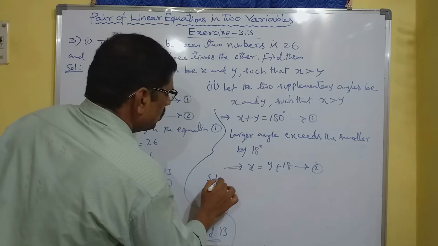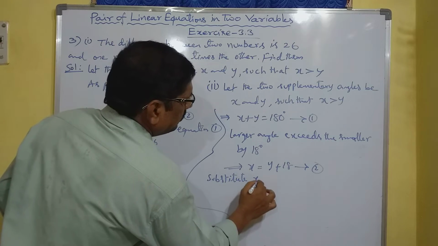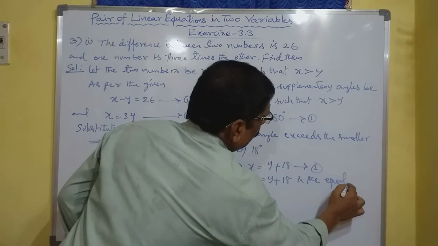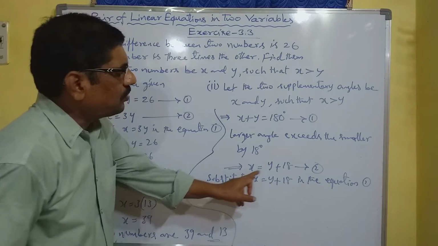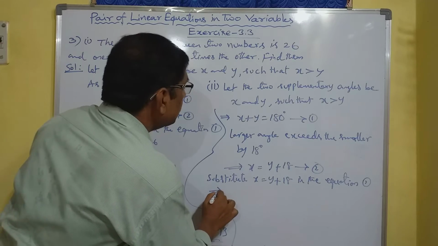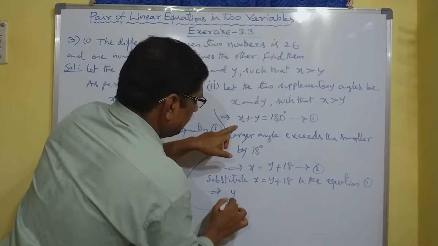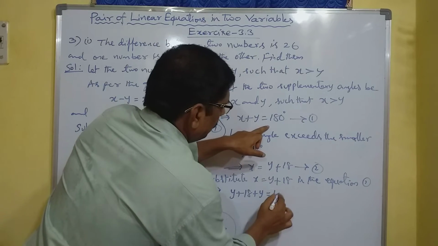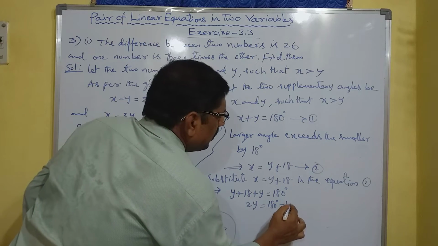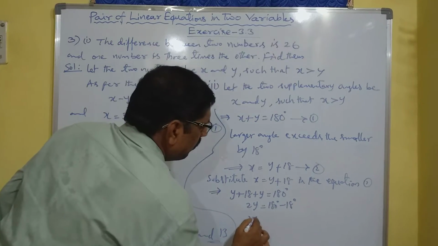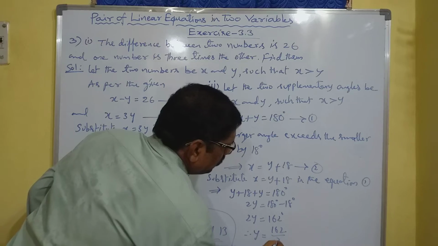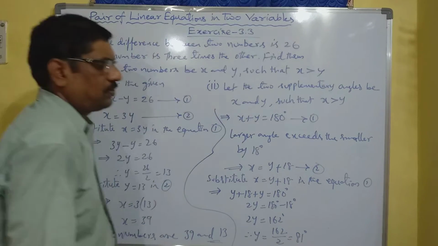Now substitute X is equal to Y plus 18 in equation 1. Why? Because X is equal to Y plus 18 is equation 2. This value we have to substitute in the other equation, that is 1. Then we get Y plus 18 plus Y is equal to 180 degrees. Then Y plus Y, 2Y, is equal to 180 degrees minus 18, that is 162. Therefore, Y is equal to 162 by 2, that is equal to 81 degrees.